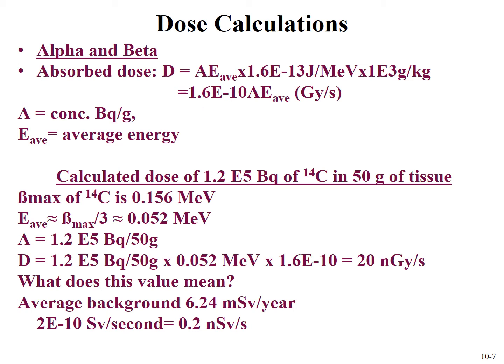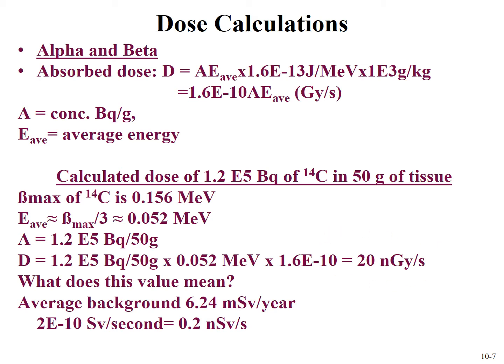So we can show how this would work. Imagine a calculated dose of 1.2 times 10 to the 5th becquerels of carbon-14 in 50 grams of tissue. Beta max for carbon-14 is listed here, 0.15 MeV. The average energy is 1/3 of that, so about 0.052 MeV. Plugging these values into the equation, A is equal to the activity divided by 50 grams. We have our average energy listed here. Plug this into the equation. We get a value of 20 nanogray per second.